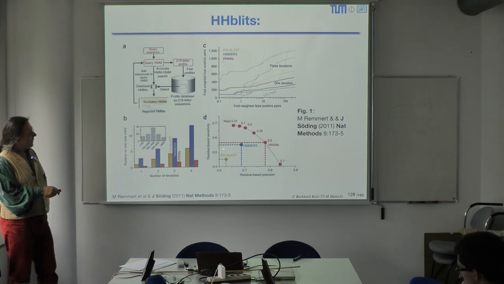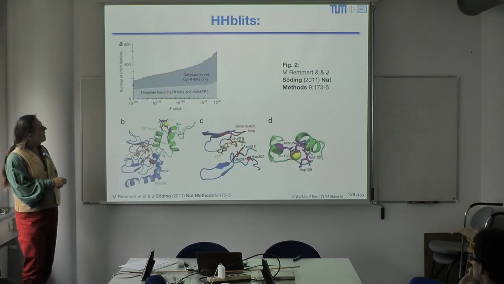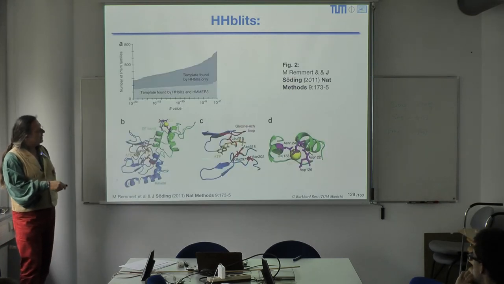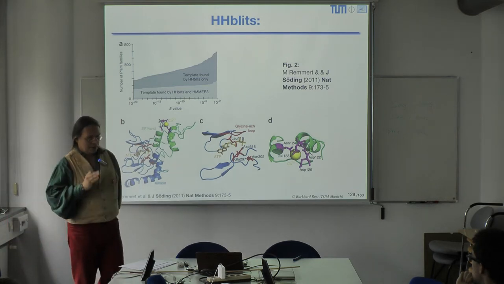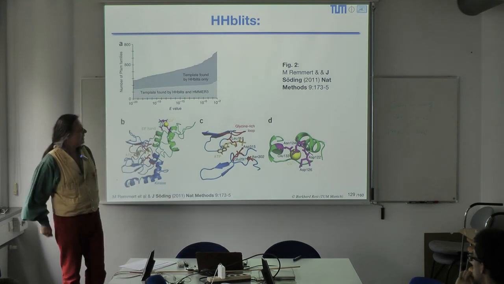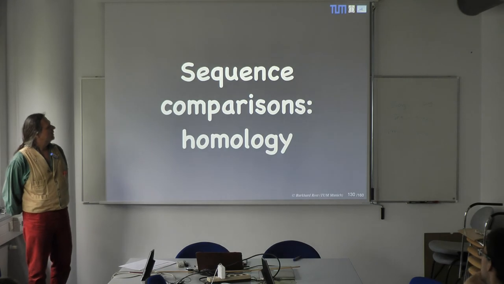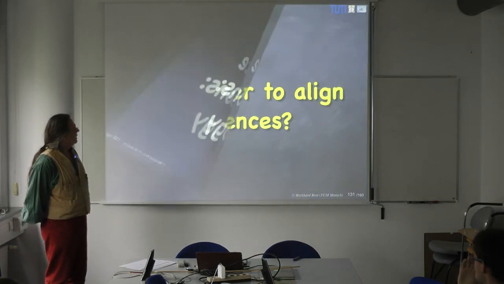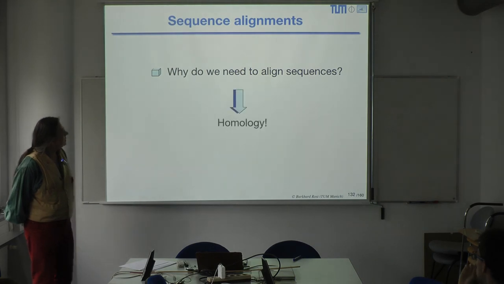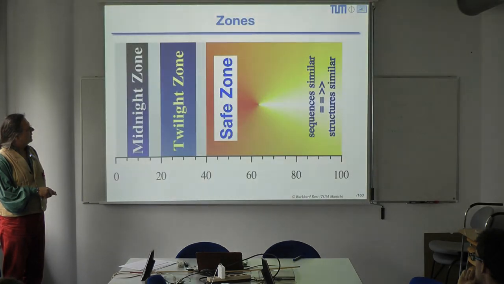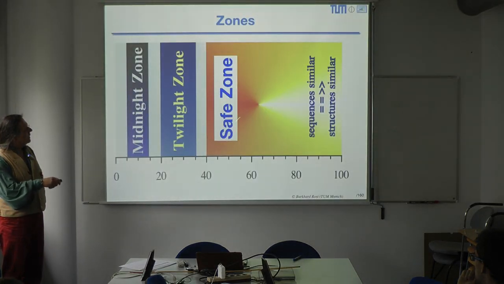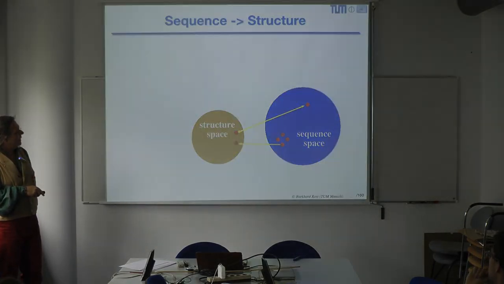And overall, this is where HHblits gets throughout really much better. You can identify things that are not identifiable by any other method. So it really works, and very well when it works, and is increasingly being used, in particular to predict structure. So we want to identify evolutionary relations, we want to identify structural relations, and let's just go into pairwise profile sequence midnight. Let's get back into the midnight zone.